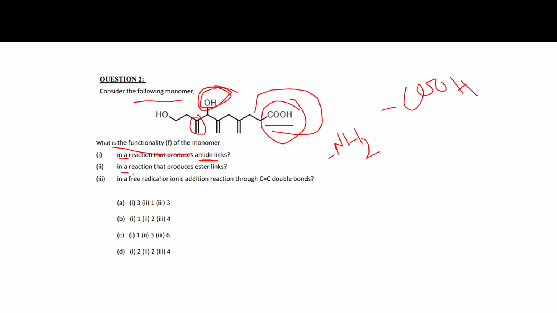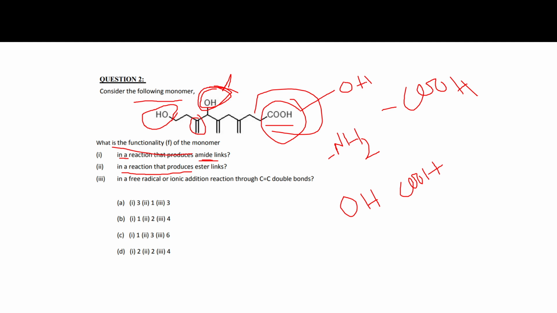Then the next question is the reaction that produces ester links. To make an ester, which groups are involved? One is the alcohol group and another is the acid group. So where can the ester grow? From this side, an acid can react with the OH and the ester will be formed. Here also one acid can act, and here also one alcohol can react, and the ester can be formed.